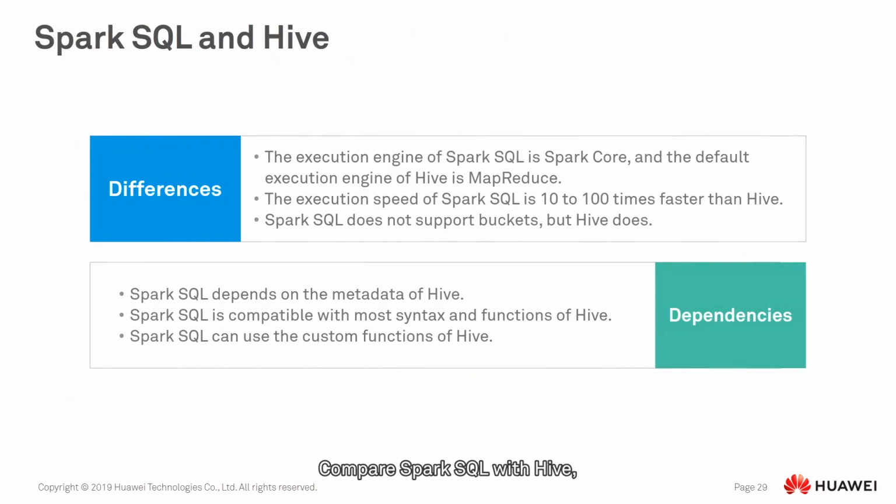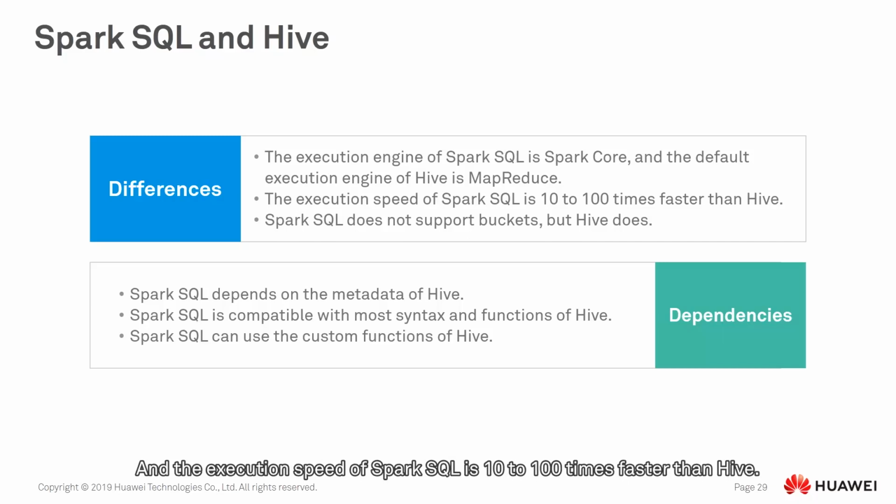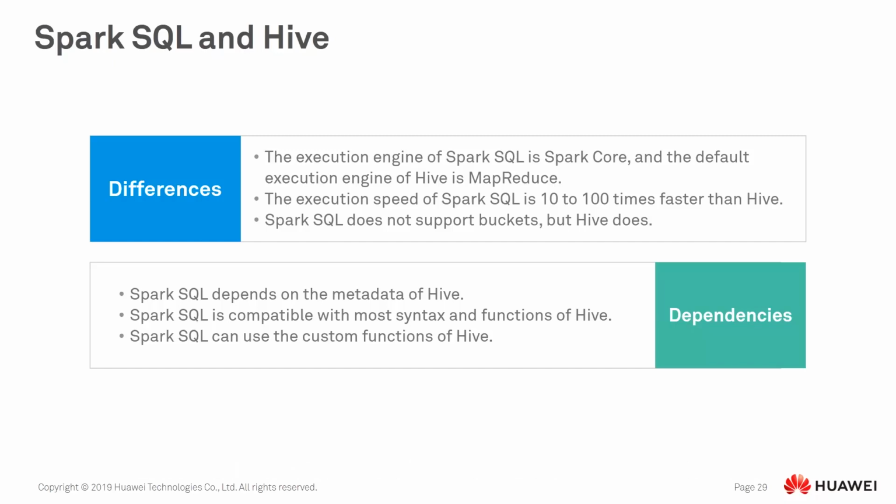Compare Spark SQL with Hive. Spark SQL uses Spark Core as its execution engine, while Hive uses MapReduce, and the execution speed of Spark SQL is 10 to 100 times faster than Hive. Spark SQL syntax and Hive syntax are basically the same except for bucket operations. Besides, Spark SQL depends on the metadata of Hive, and it's compatible with most syntax and functions of Hive. It can also use user-defined functions in Hive.